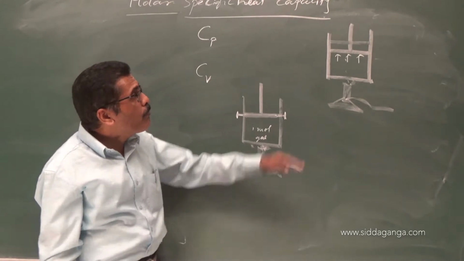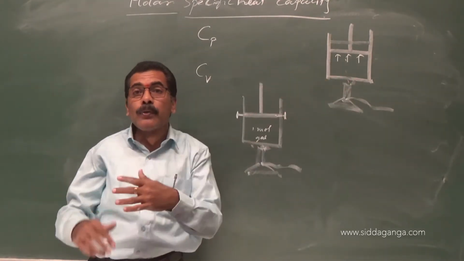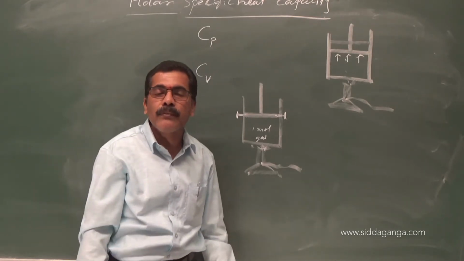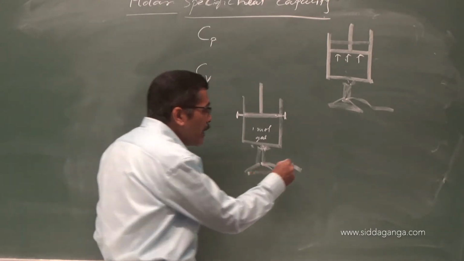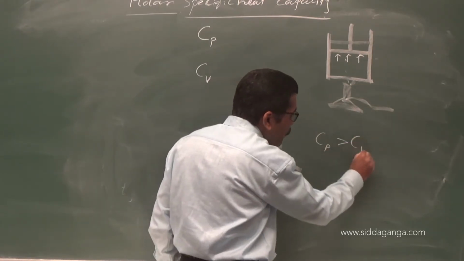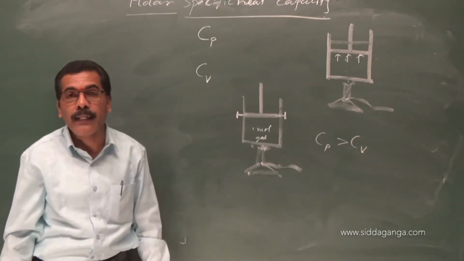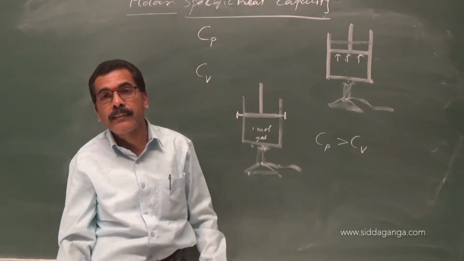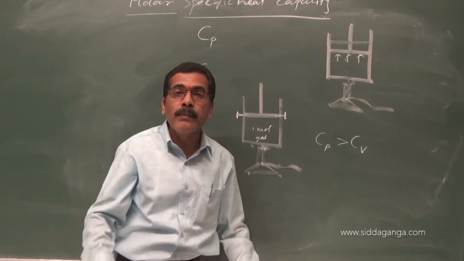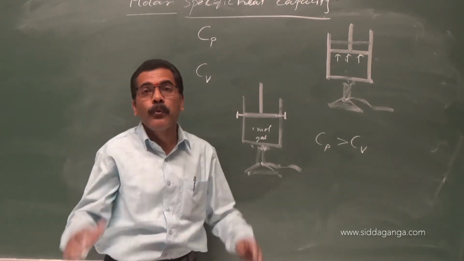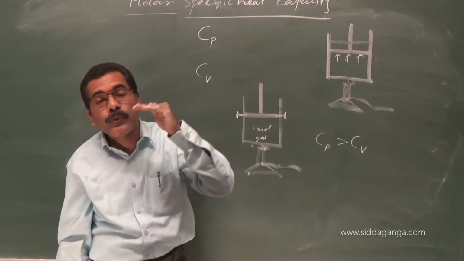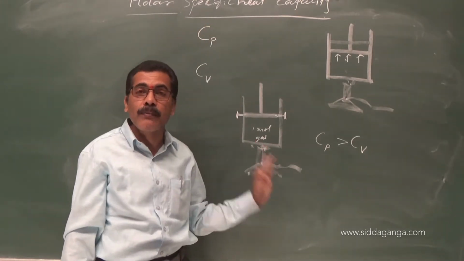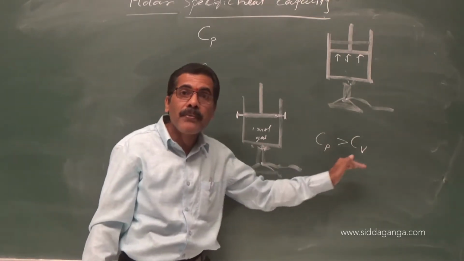Therefore, when you keep pressure constant, there is not only an increase in internal energy, it also does some external work. So for that reason, Cp is always greater than Cv. The heat supplied not only increases the internal energy, but also does some work. Therefore, more heat is required to raise the temperature through the same range as in the case where volume is kept constant. For that reason, Cp is greater than Cv.